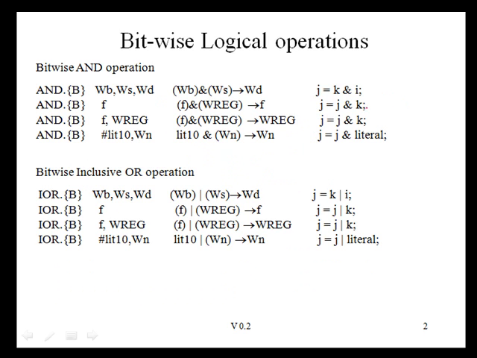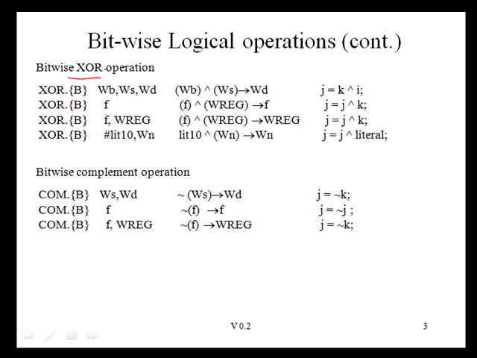A bitwise AND operation of two variables is written in C as K ampersand I. These three forms of the bitwise AND operation share the same addressing modes as the add and subtract operations covered in the previous chapter. This form of the bitwise AND operation takes a 10-bit literal, ANDs it with a working register, and writes the result back to the working register. A bitwise inclusive OR operation is written in C as K pipe symbol I. These forms of the bitwise inclusive OR operations mirror the forms of the bitwise AND operation.